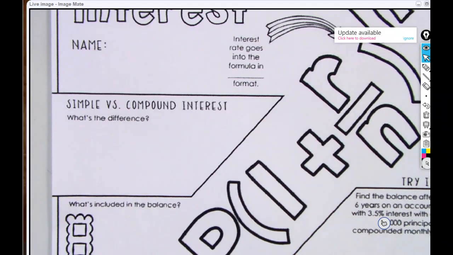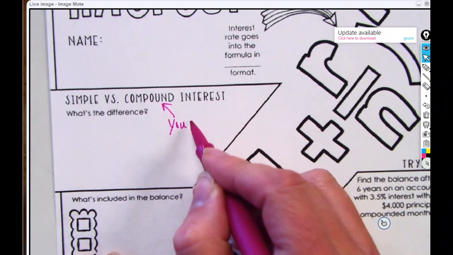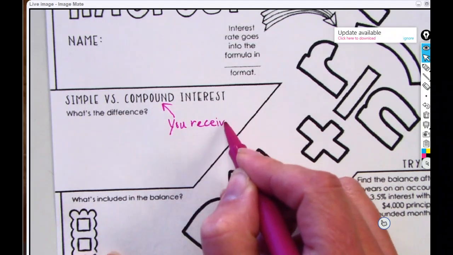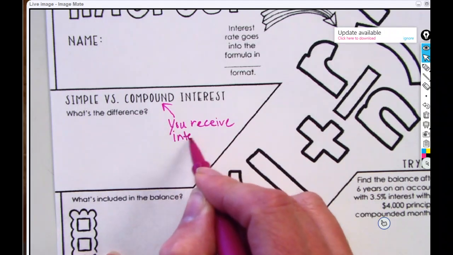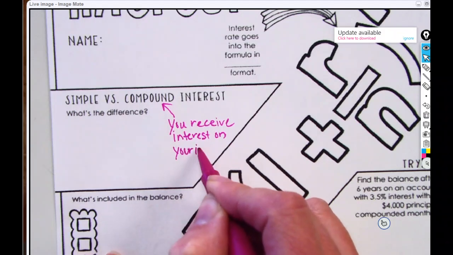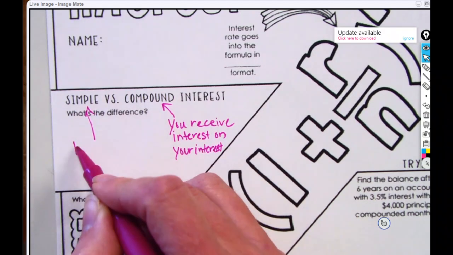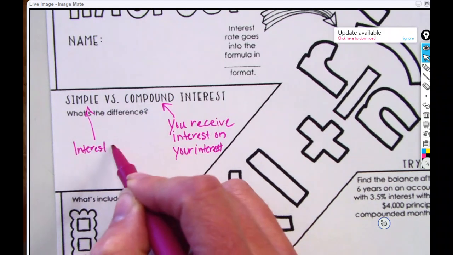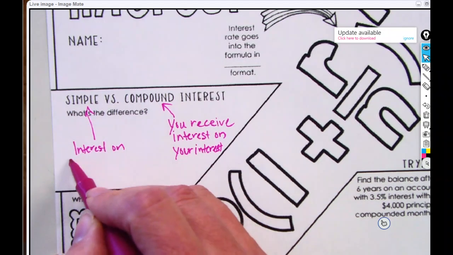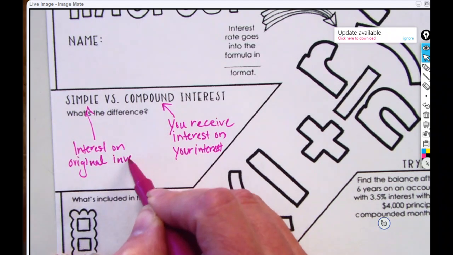Compound interest, you get interest on your interest, right? You receive interest on your interest. And simple would be interest on the original investment, right?